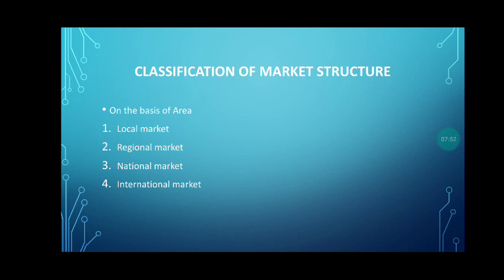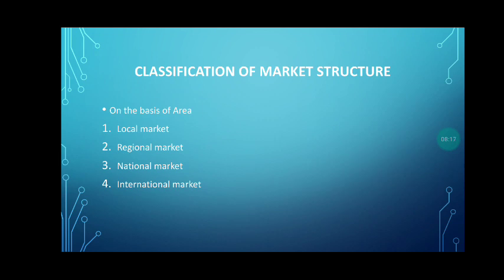When we talk about the nature of commodities which are traded under the regional market, they are perishable in nature, but when we compare them with the commodities traded under the local market, they are generally less perishable. The example of the commodities which can be traded in regional market is the food grains.